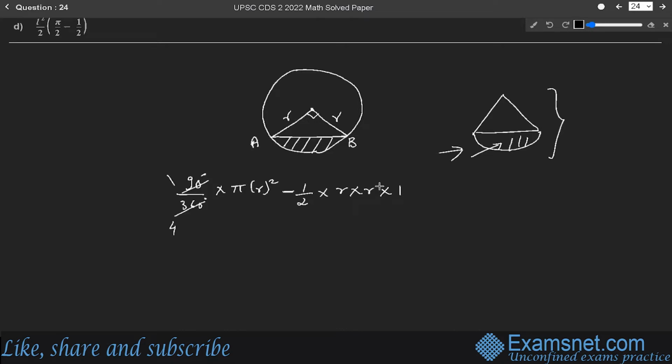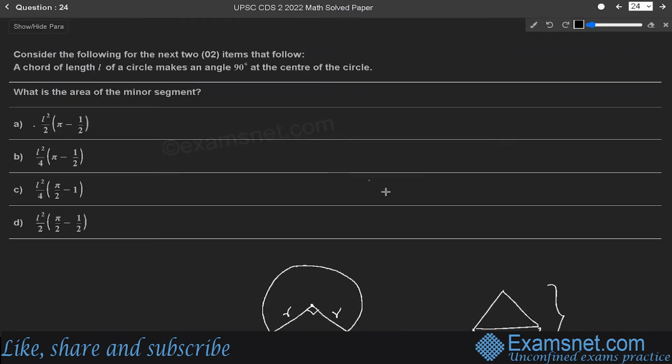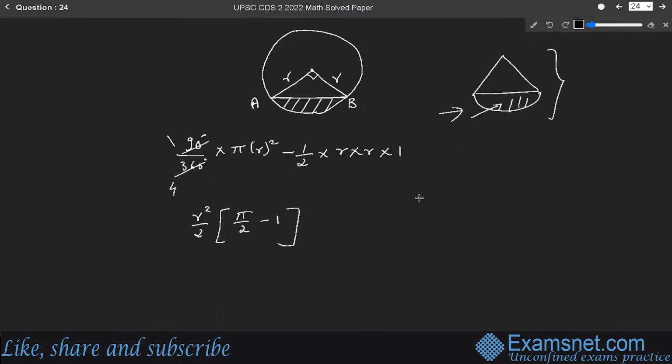And now we can take r square by 2 common from both the sides. So r square by 2 is common, and the remaining term is pi by 2 minus 1. But here, the question gives the length L of the chord. The question says that the length is L, not R. So in the place of R, we just have to put L.